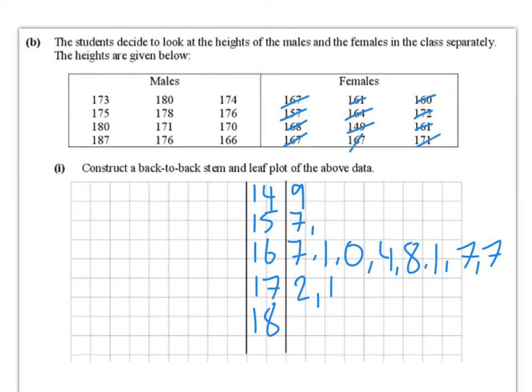Now I'm going to do the same on the left hand side for the males. So we start with 173, so I put a 3 to the left of 17. 180 is next, so I put a 0 to the left of 18.